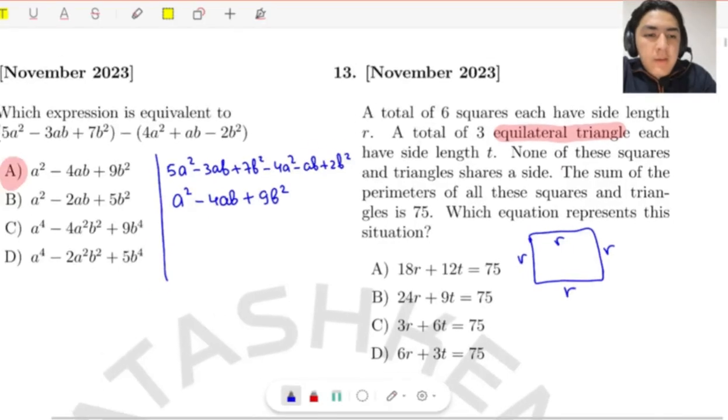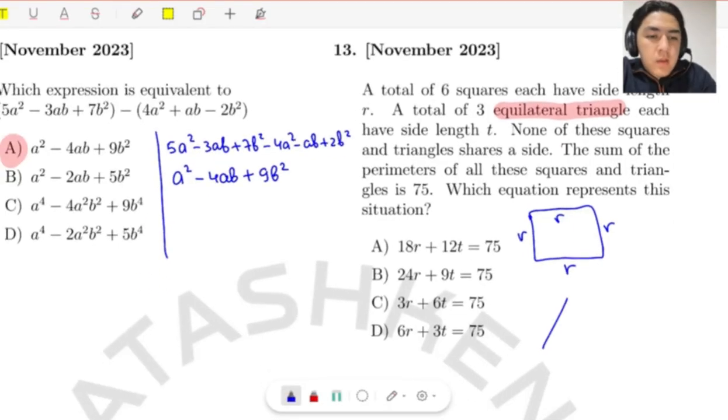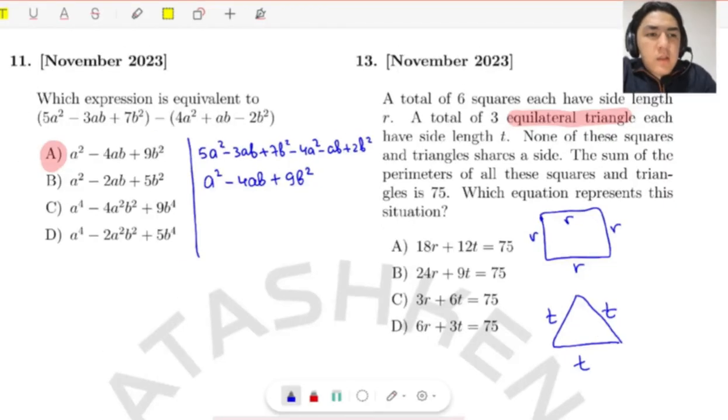Okay, and I have 3 equilateral triangles. Equilateral means all sides are equal, with the lengths of t, right? Then they say that the total perimeter of all 6 squares and 3 triangles is 75.